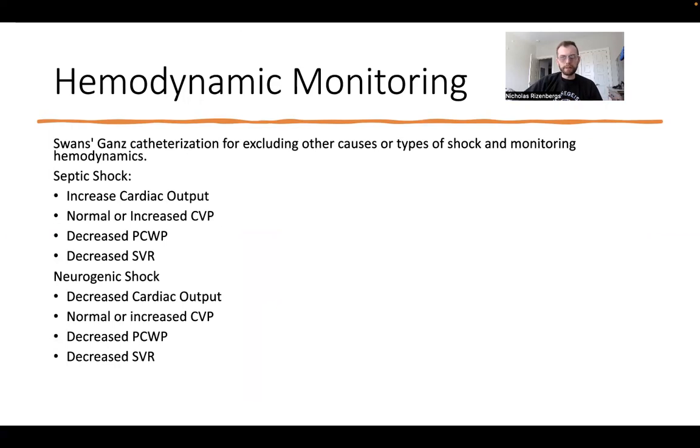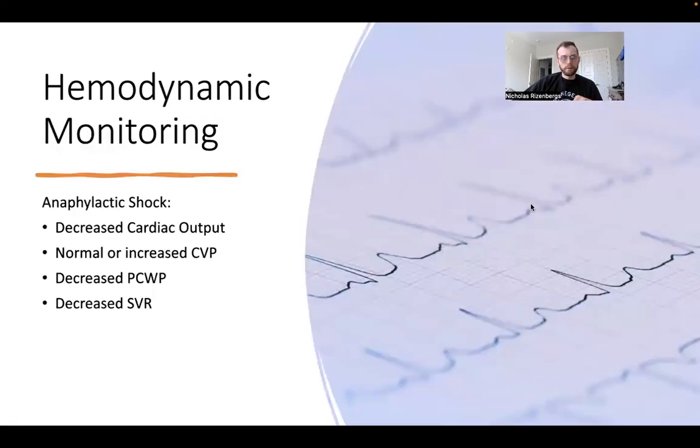So I have each of these three distributive shocks here. So for septic, there's going to be an increased cardiac output, normal or decreased CVP, decreased pulmonary capillary wedge pressure and decreased SVR. Neurogenic is the same as the septic, other than instead of an increased cardiac output, they're going to have a decreased cardiac output. And then for anaphylactic, it's the same as the neurogenic. They're going to have a decreased cardiac output, normal or increased CVP, decreased pulmonary capillary wedge pressure, and a decreased SVR.